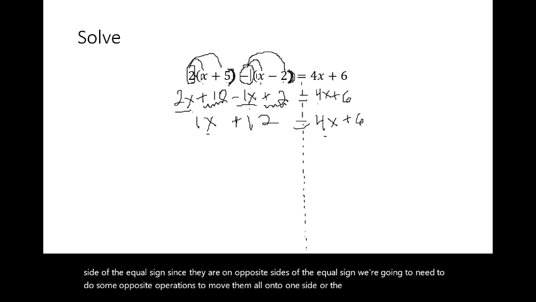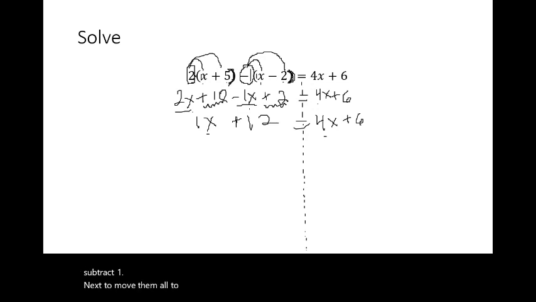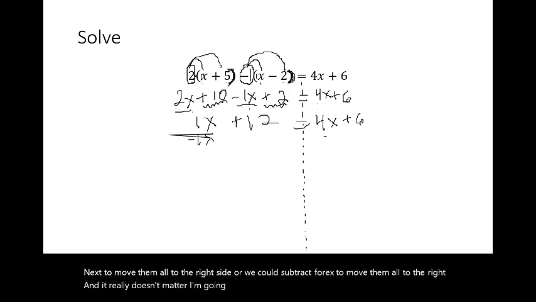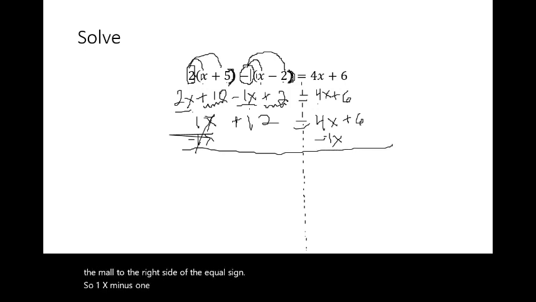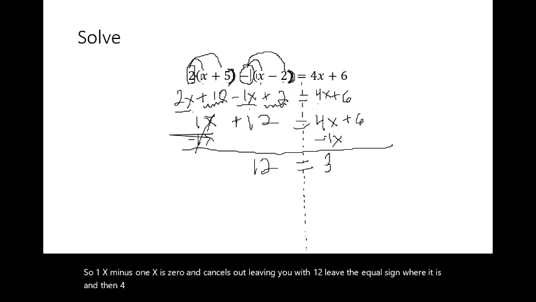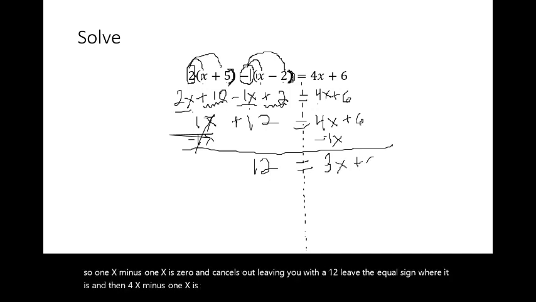So we can either subtract 1x to move them all to the right side, or we could subtract 4x to move them all to the left. And it really doesn't matter. I am going to subtract 1x from both sides of the equal sign to move them all to the right side of the equal sign. So 1x minus 1x is 0 and cancels out, leaving you with a 12. Leave the equal sign where it is, and then 4x minus 1x is then 3x. And then just leave the plus 6.